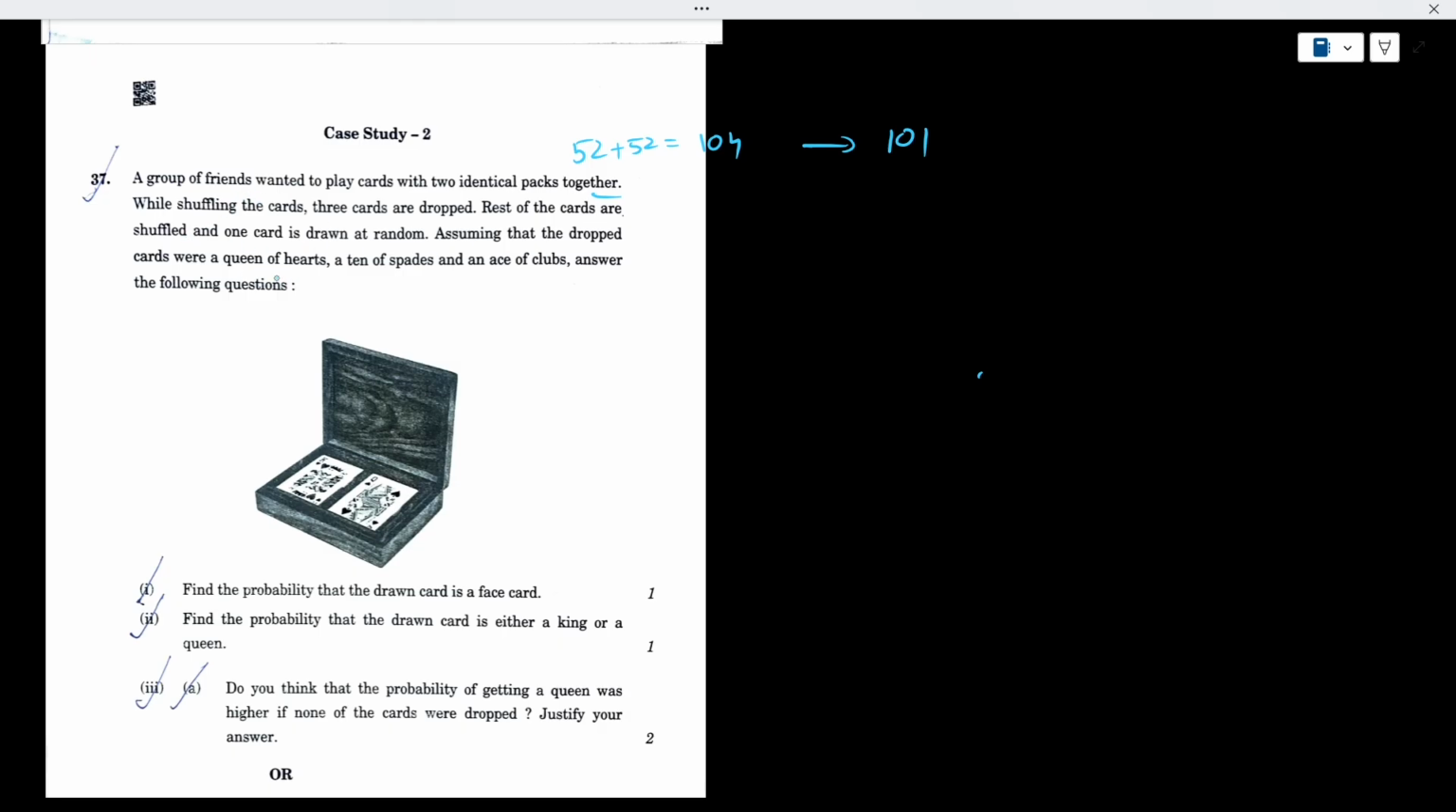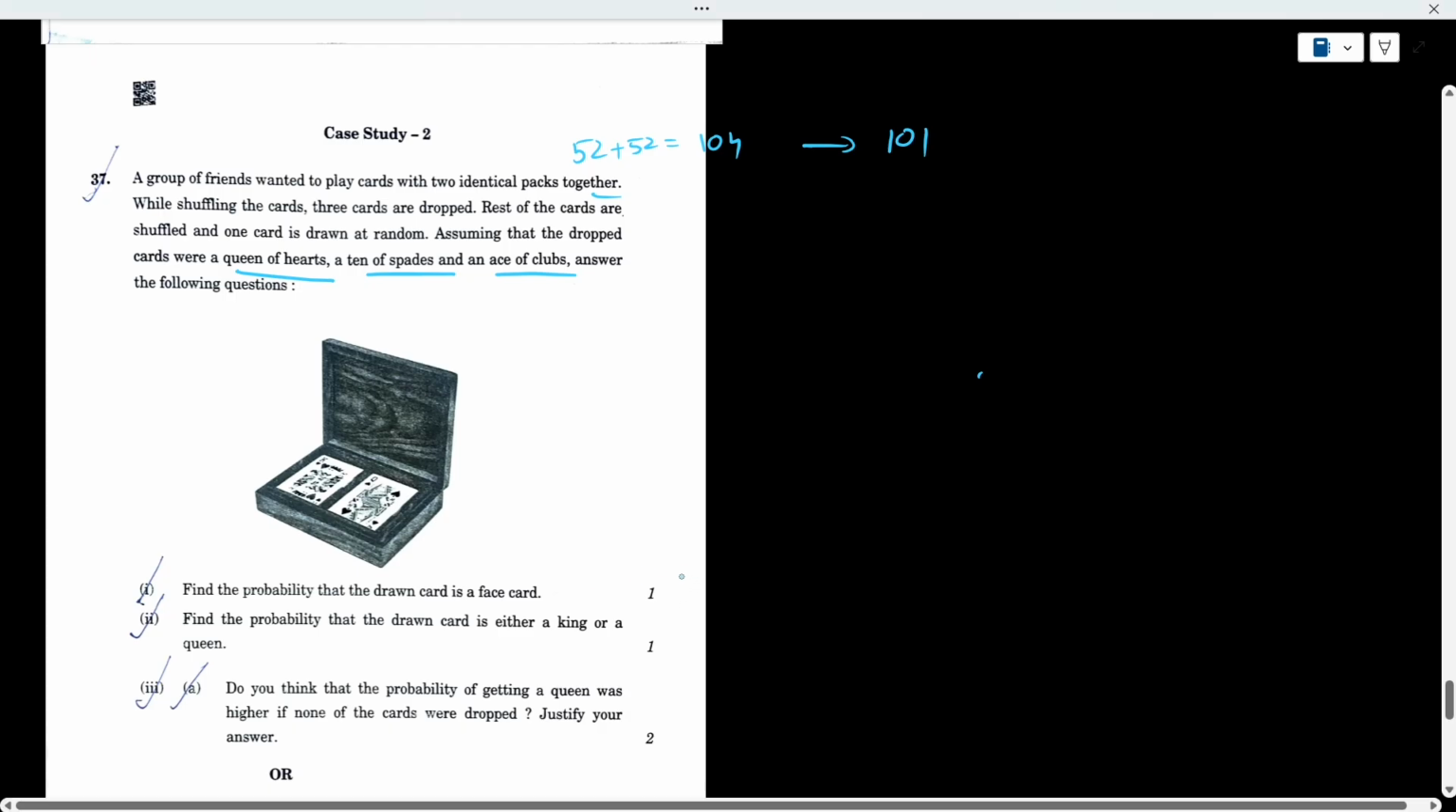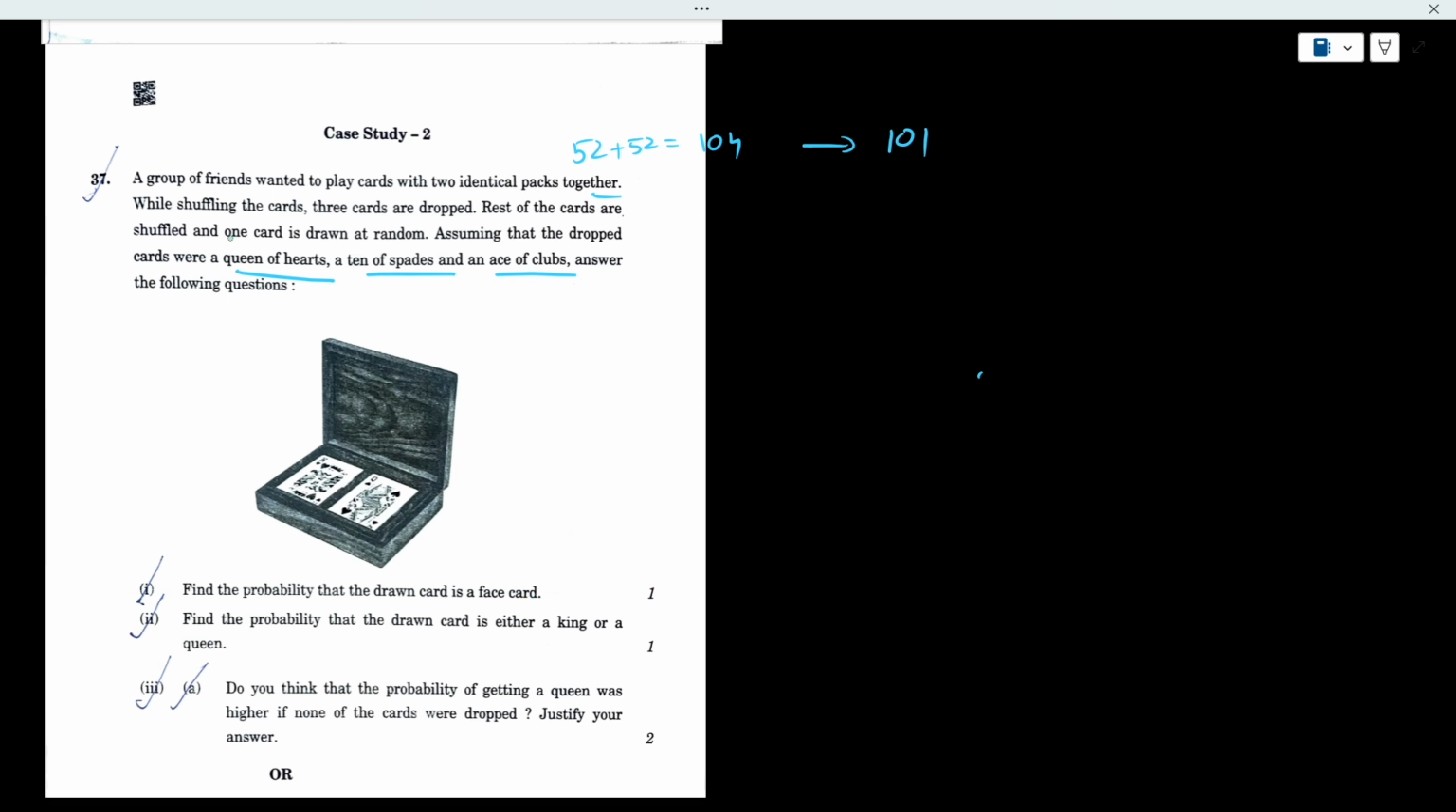Assuming that the dropped cards were a queen of hearts, a ten of spades, and the ace of clubs, answer the following questions. Find the probability that the drawn card is a face card. Now you know that in each pack there are 12 face cards, so it was supposed to be 12 plus 12, which is 24. But one queen of hearts fell down, so here you need to subtract: 24 minus 1 is 23, but it will be out of 101 because now the total number of possible outcomes is 101.